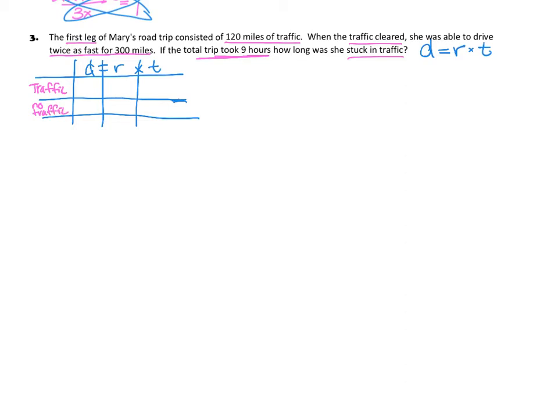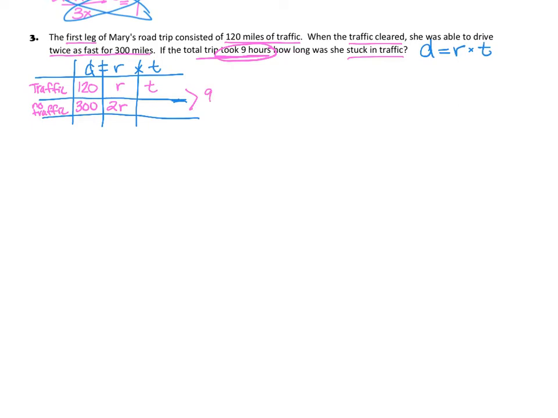So when she was in traffic, she went 120 miles at some rate and some time. I don't know those two. But I do know when there was no traffic, she traveled 300 miles and was able to go twice as fast as before. Now, here's where the 9 comes in. The 9 is the total amount of time it took. So that means between these two, it's 9 hours.